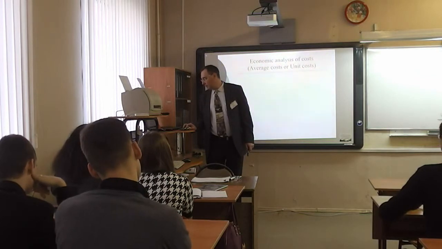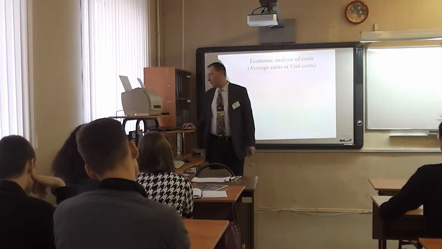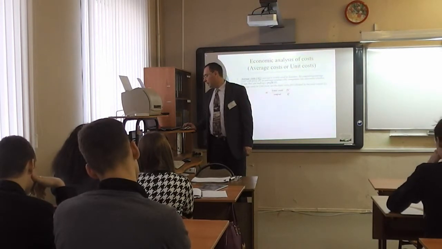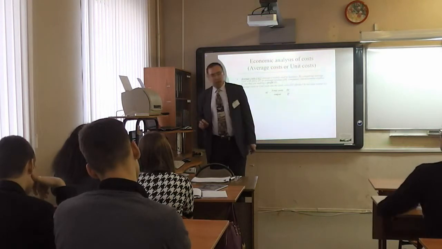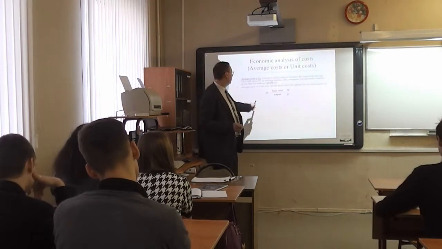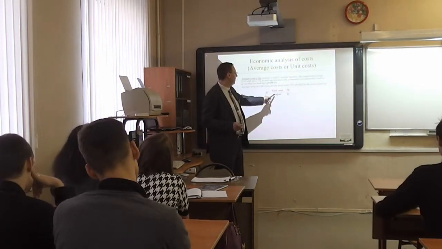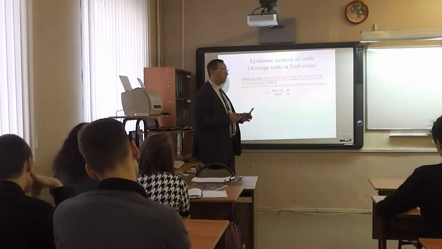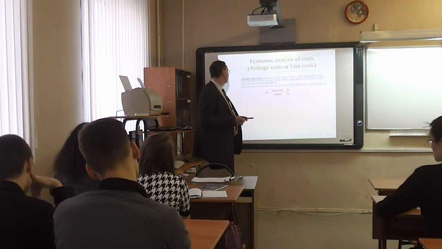The next part of our theoretical part, as I mentioned, will be a discussion or a few words about average costs. What are average costs? Average costs, the basic formula, are total cost divided by output, or output, in other words, is a quantity that the company produces or sells.